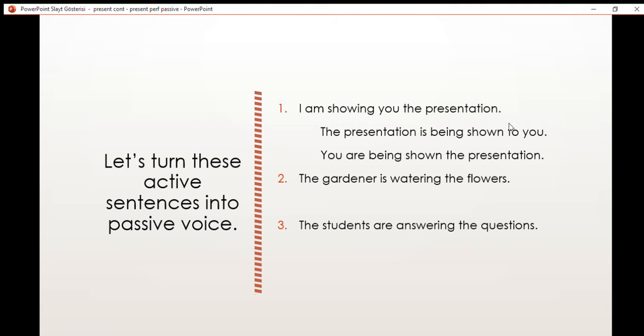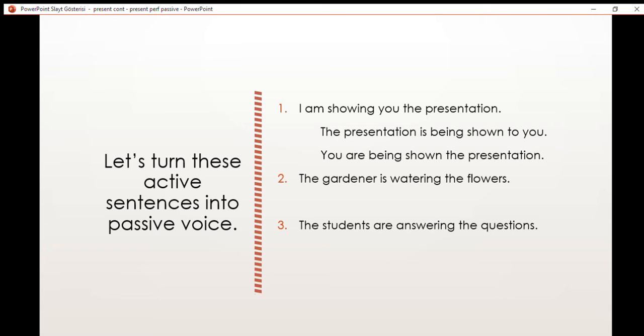in the middle. Now, I don't really like this sentence, you're being shown the presentation. It will probably work better in different examples, but grammatically that's correct. But like in meaning, we wouldn't say you're being shown the presentation. But we would say, if we need to make it passive, we would say the presentation is being shown to you. That's better than the second one.